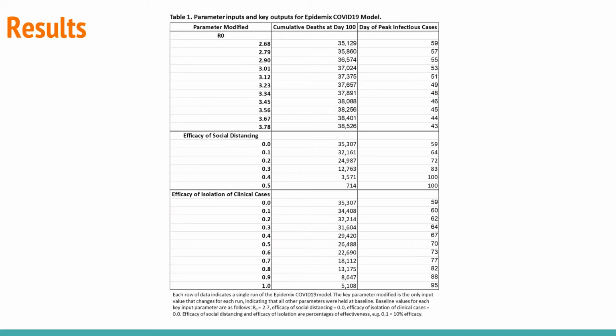So here we have on the left-hand column the parameters that we modified from R naught, which was 2.68 to 3.78, which covers a range of values published from hotspots around the world. And then the efficacies of social distancing and isolation of clinical cases, we ran in increments of 10%, from 0 to 0.5 in the case of social distancing, and from 0 to 1 in the case of efficacy of isolation of clinical cases. We chose to monitor cumulative deaths at day 100 and the day with the peak number of infectious cases as markers for changes in outbreak dynamics.